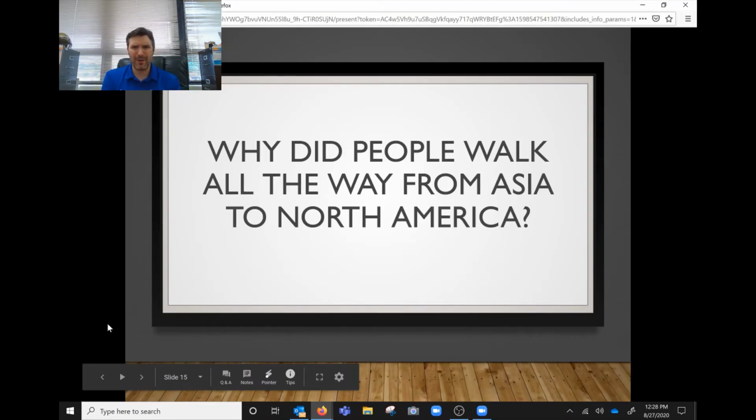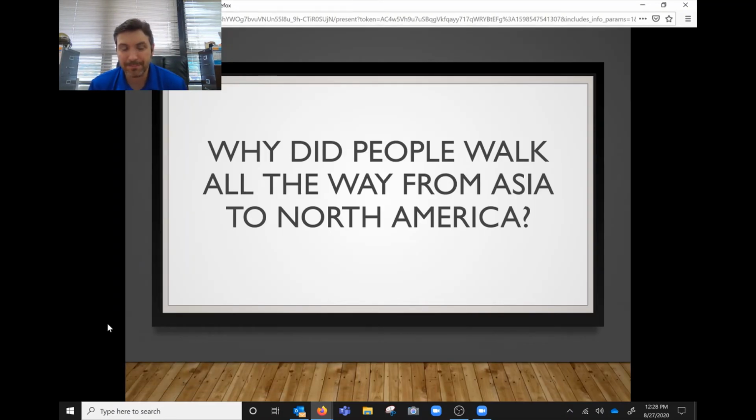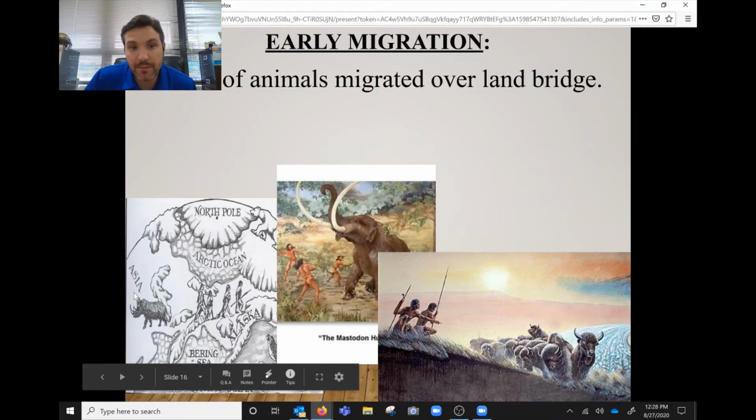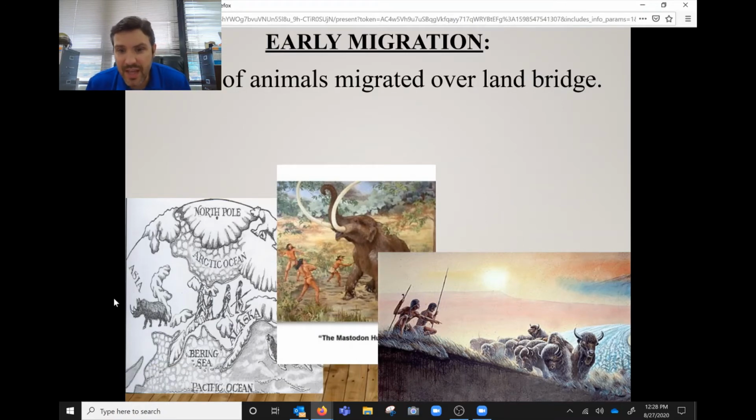So why did people walk all the way from Asia to North America? It's a good question. Why did people do anything? Well, looking back at our ancient ancestors, they might not have been motivated by TikTok or social media or things like that we think of as technology, but something you and I today are motivated by is when our stomachs start to growl and we get hungry, what do we get? And what do we want? Food. So we can look at our ancient ancestors as they followed the food. When the things they ate migrated over the land bridge, so did they.